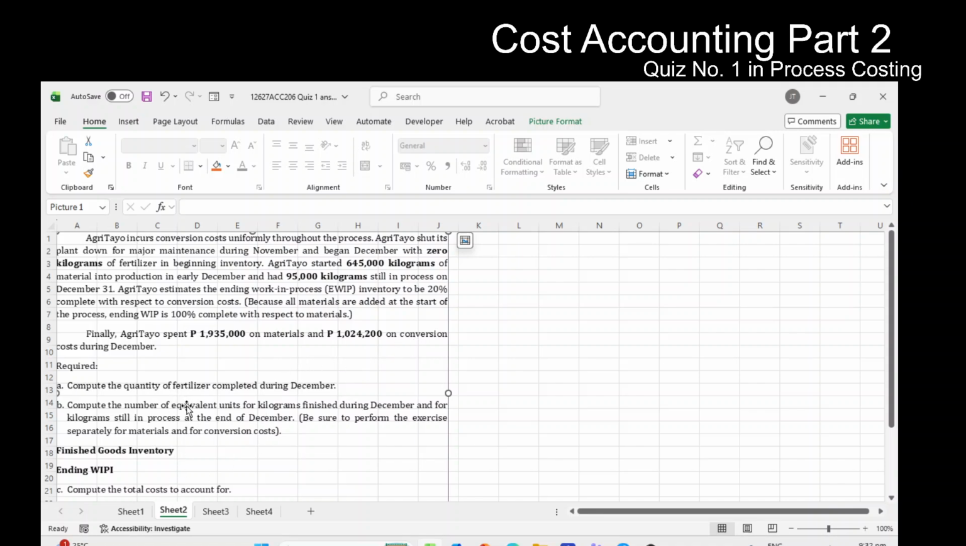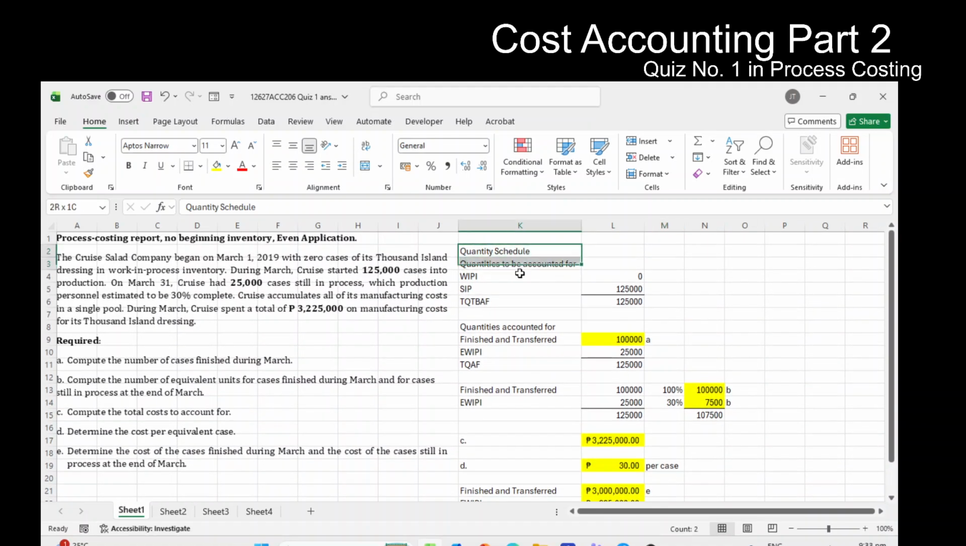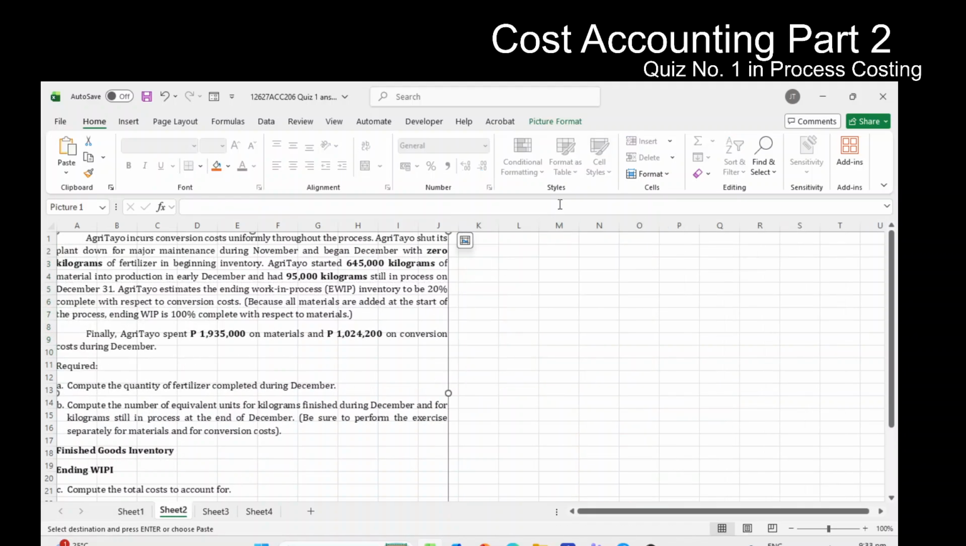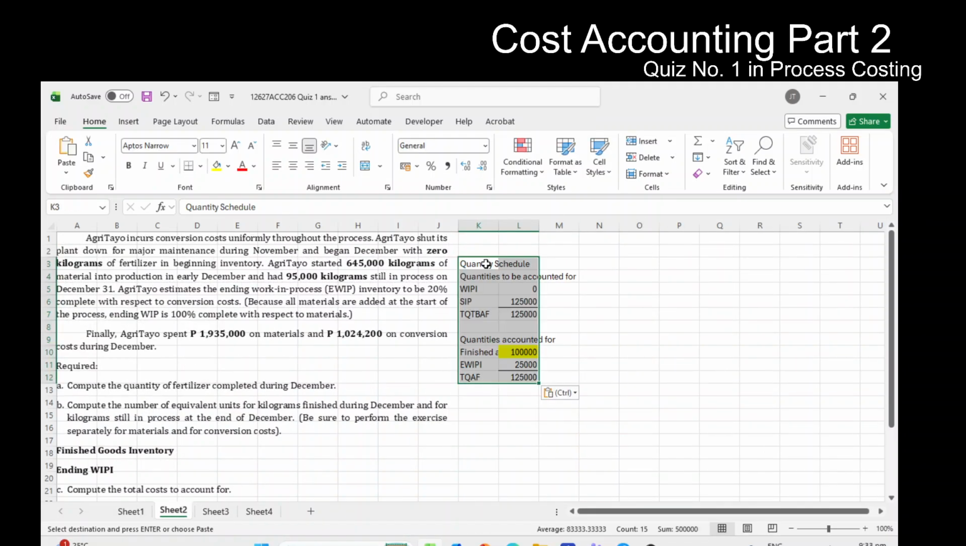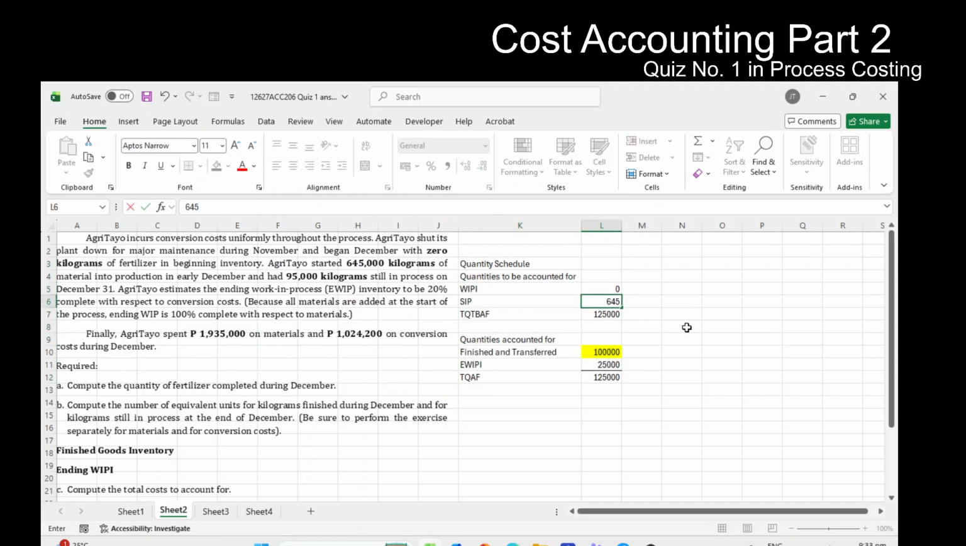Compute for the following. The quantity of completed. Okay, madali na lang yan, because all I need to do is copy the quantity schedule. For number 2, we have 0 started in process of 645,000. So we have 645,000. Ending is 95,000.